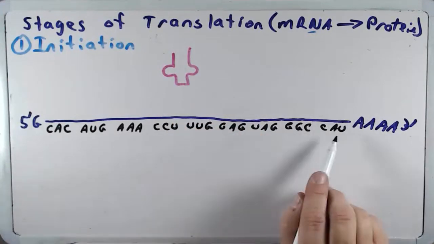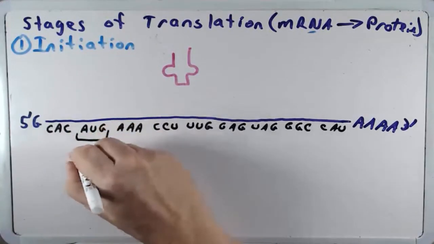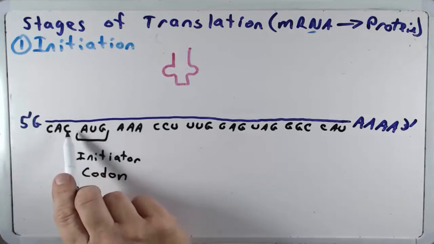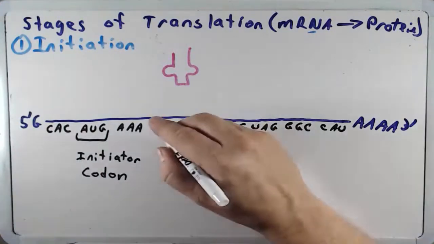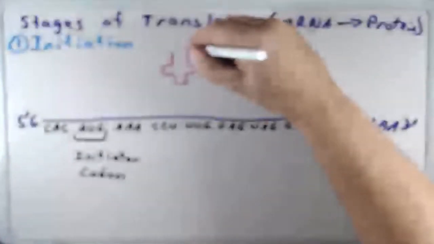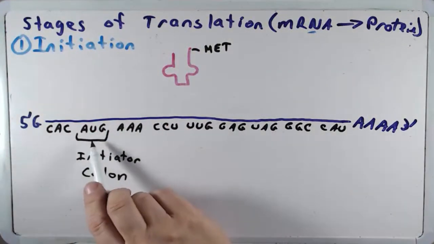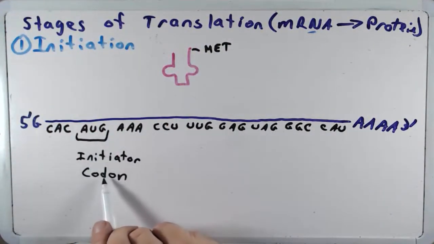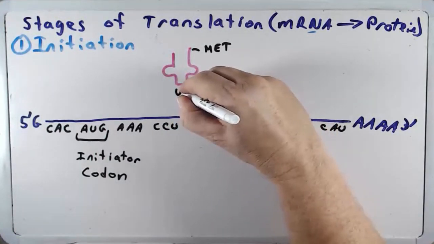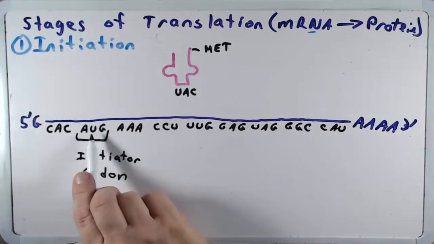Now, it's not our first codon because our first codon here is CAC, but this is our initiator codon. Every protein that's being made begins by reading this first codon of an AUG. And this AUG will always bring in a tRNA that has methionine attached to it. How does it know? Well, it knows because this initiator codon will bind to this anticodon here, UAC. UAC is complementary to AUG.